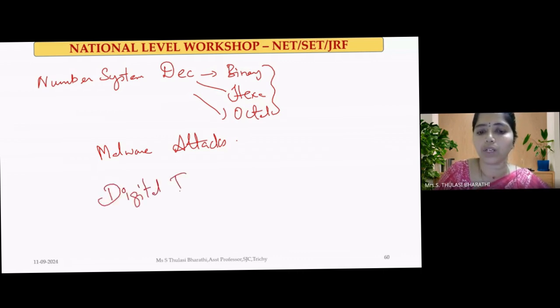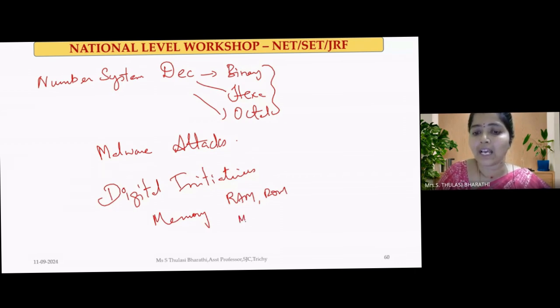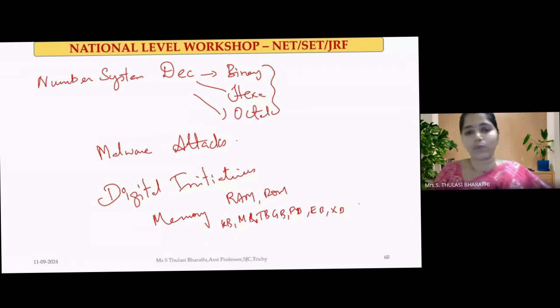And a very important one is memory concepts like RAM, ROM, and then we have the memory sizes, right? KB, MB, GB, TB, and all. We have the sizes, no? PB, EB, ZB, and all these memory sizes, we have questions. So these are all the important topics that we have to cover with respect to ICT.